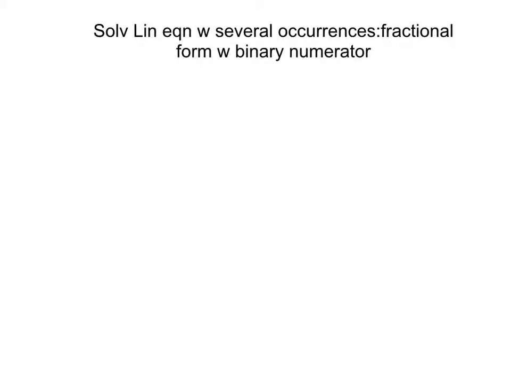All right, this one sounds like a doozy. Solving linear equations with several occurrences of the variable. Fractional form with binary numerator. Ooh, so scary. Basically, the binary numerator part just means that on the top of a fraction, you're going to have more than one thing.